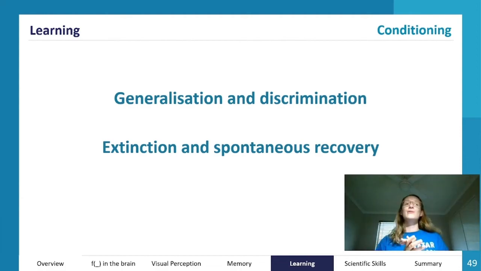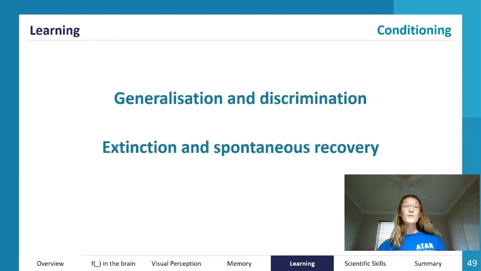So that's the difference between generalization, applying the response to any similar stimulus, and discrimination, which is being able to tell the difference and only producing the response that you've been conditioned to produce in response to that initial neutral but now conditioned stimulus. On the other hand, extinction is when a conditioned stimulus becomes neutral again. So the conditioning process is kind of undone and you stop producing a conditioned response to the stimulus that was conditioned. That relationship has stopped occurring.